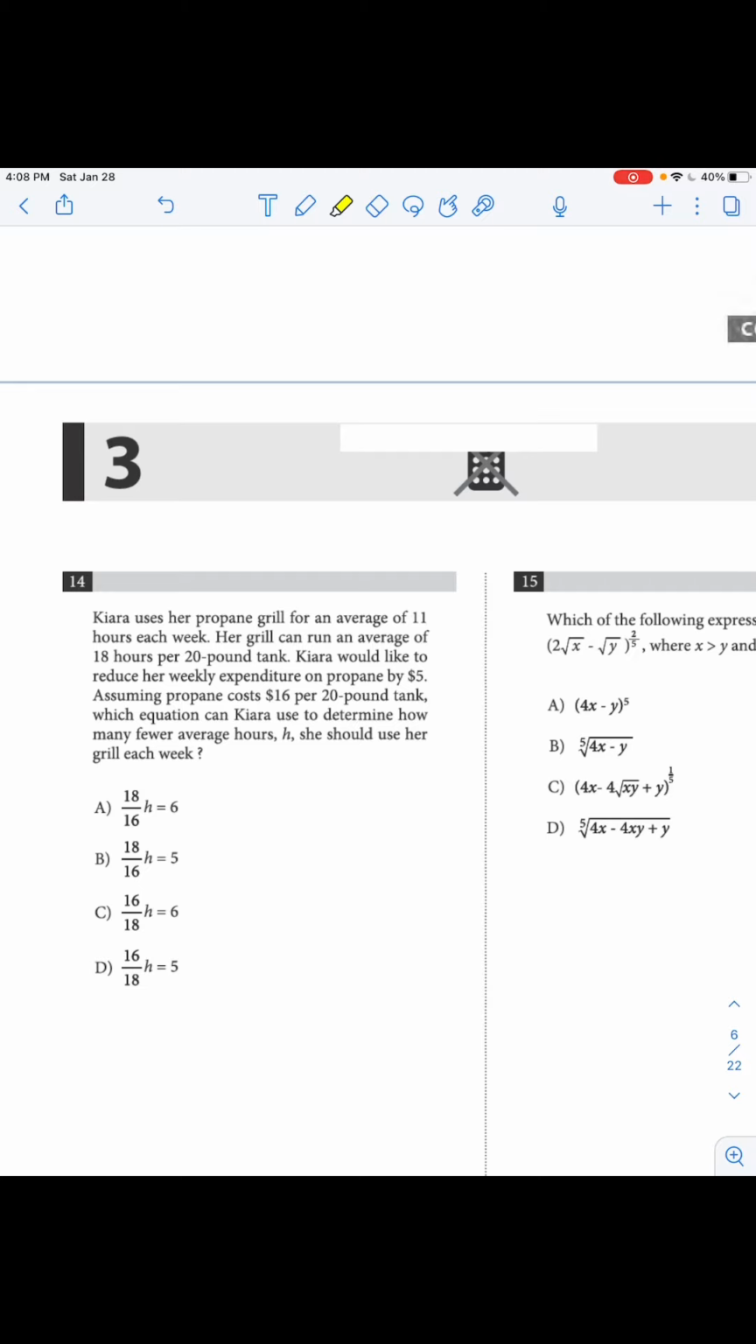It says, Kiara uses her propane grill for an average of 11 hours each week. Her grill can run an average of 18 hours per 20-pound tank. Kiara would like to reduce her weekly expenditure on propane by $5. Assuming propane costs $16 per 20-pound tank, which equation can Kiara use to determine how many fewer hours each she should use her grill each week?